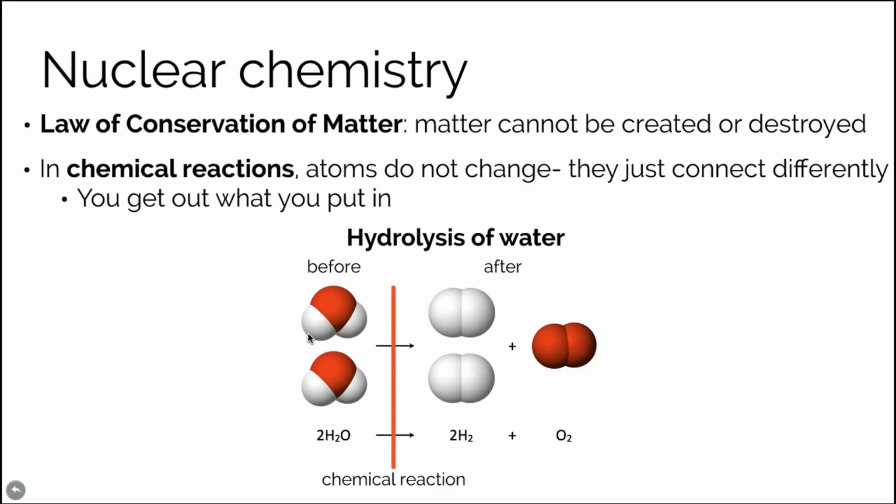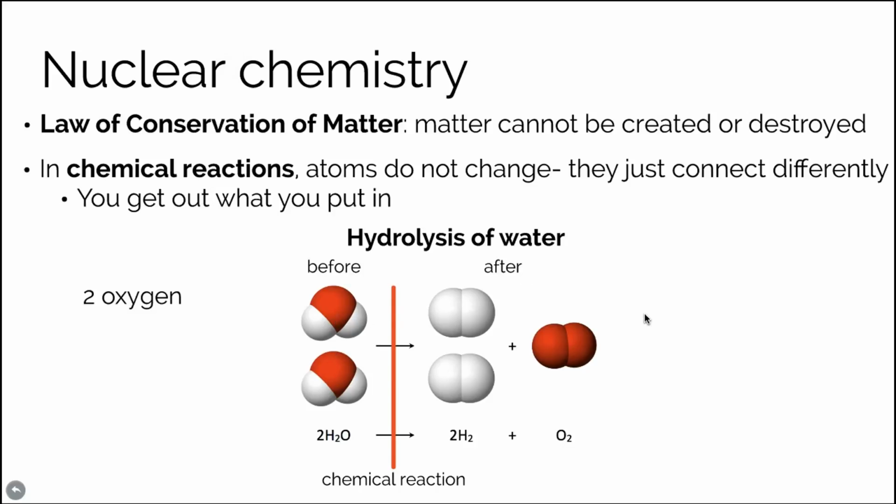If we focus on the atoms and the elements that we have, here on the before side, we have two molecules of H2O. You might recognize this as being a water molecule. So in the hydrolysis of water, we start with two water molecules. If you go through and count the individual atoms, you'll see that in the red we have two oxygen atoms. So I can go ahead and list that out. And this is my before side.